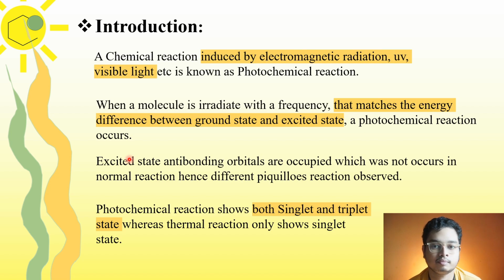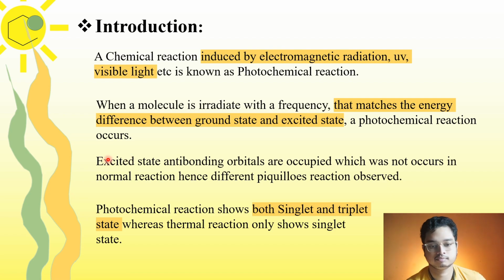Like in a normal molecule, when it is in the bonding orbital state, the anti-bonding orbital is usually empty. But since the molecule absorbs light from the external source, some of the electrons jump to the anti-bonding orbital. Now the bonding orbital contains electrons, and the anti-bonding orbital also contains electrons, and thus the molecule shows some kind of peculiar reaction. That's why a photochemical reaction does not look like a traditional reaction observed under thermal conditions.